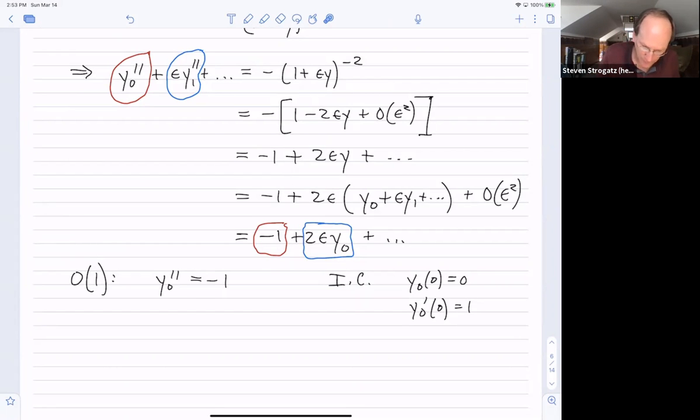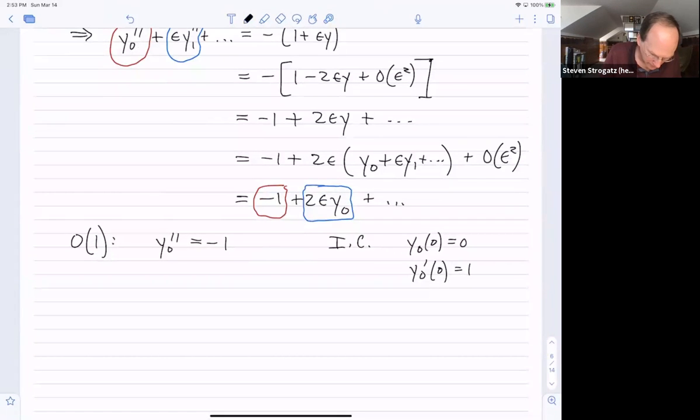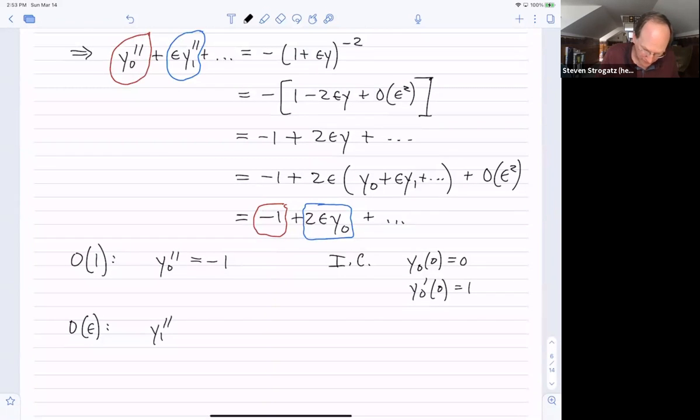So I'll just write down what the order epsilon equation will be, but we won't solve it just yet because we're going to need the order 1 anyway to deal with it. So at order epsilon, we would get, reading off the stuff in blue, y1 double prime, canceling out the epsilons, is going to be 2 times y0.